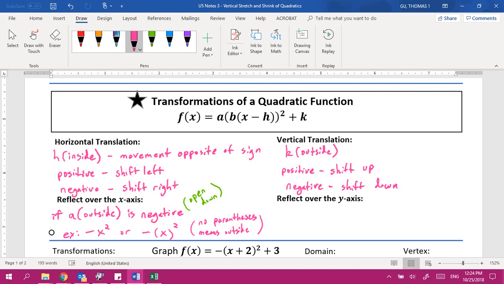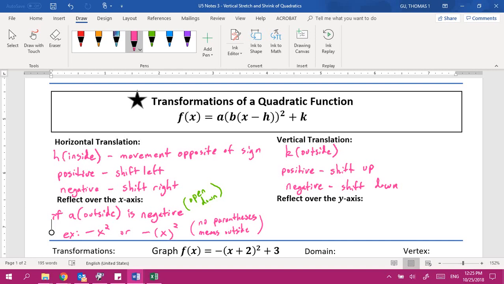All right, so now let's do the reflection over the y-axis. What variable, which letter, tells me about reflection over the y-axis? B. And what about b? It's on the inside. But what about it would tell me? Inside or outside? You're right, it's on the inside. But how would you know that you're actually doing a reflection? Because just because the b is there doesn't mean you're doing a reflection.